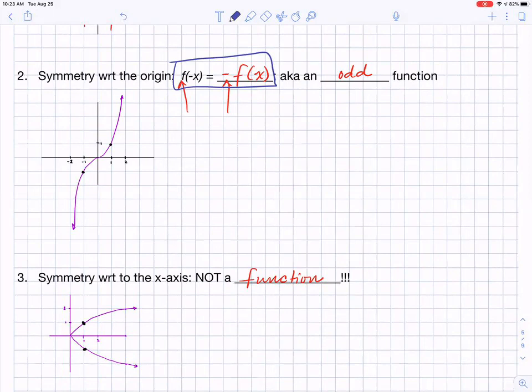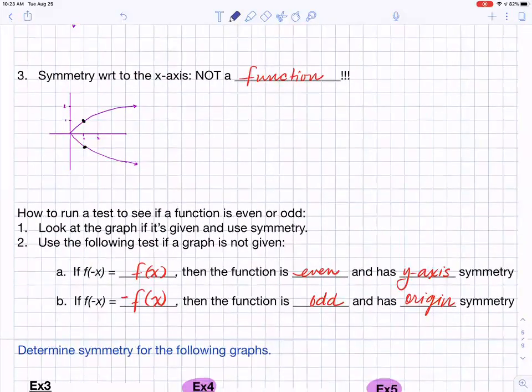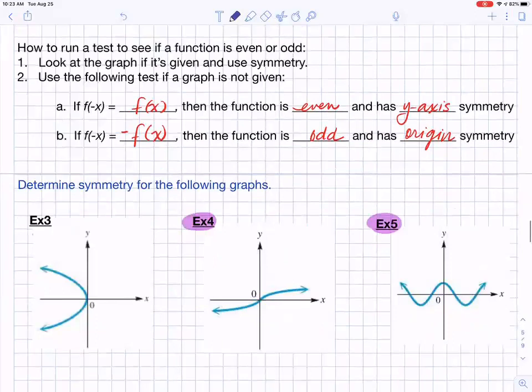Okay, so if you take that graph on paper, I can't do it with the iPad because it just fixes itself, but if you take that graph on paper and turn it upside down, it's going to look exactly the same. An upside down version that's identical to the right side up version is symmetry with respect to the origin. X-axis, not a function.